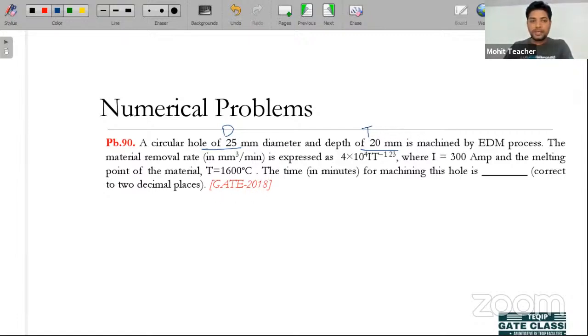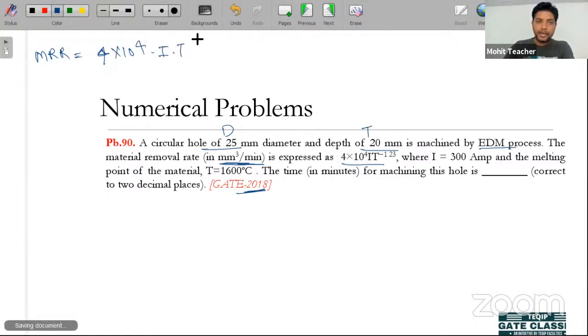This problem has been asked in GATE in 2018. A hole is machined by the EDM process, and the material removal rate in mm cube per minute is expressed as MRR equals 4 into 10 raised to power 4 into I into T raised to minus 1.23.